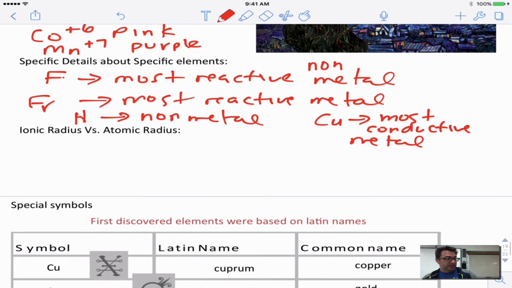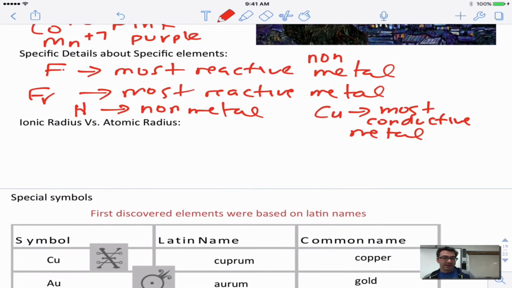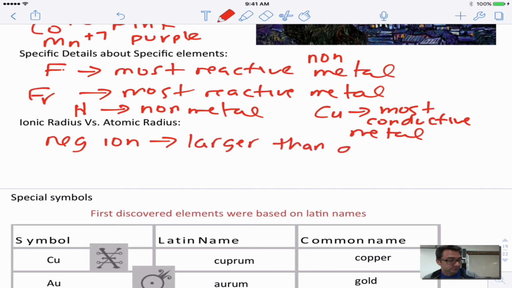With ionic versus atomic radius. So with ionic versus atomic radius, if you are a negative ion, then you are larger than your atom. And if you are a positive ion, then you are smaller than your atom.